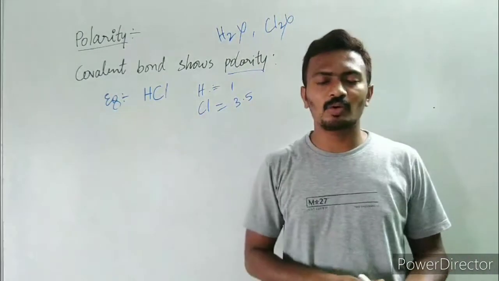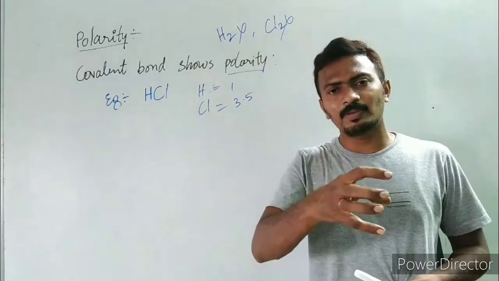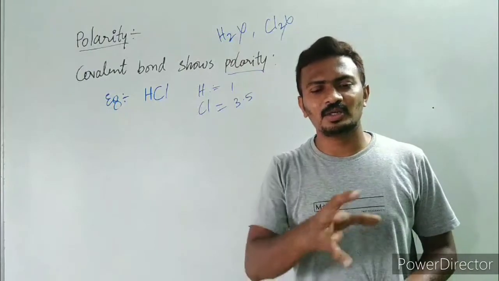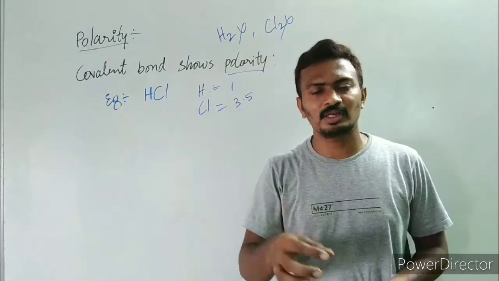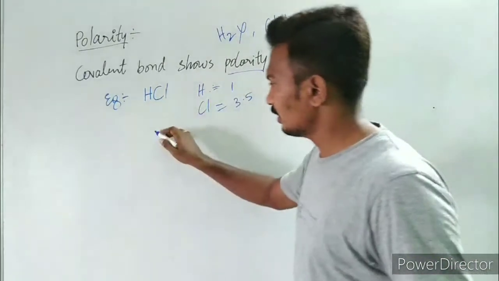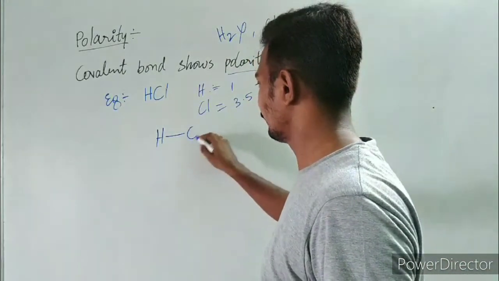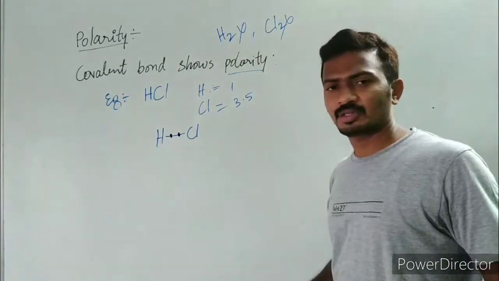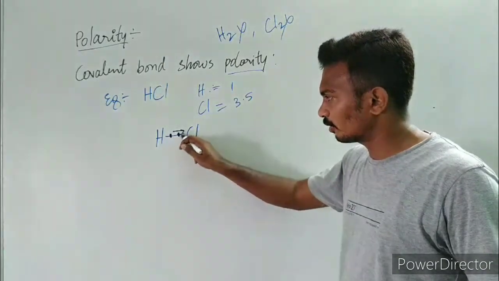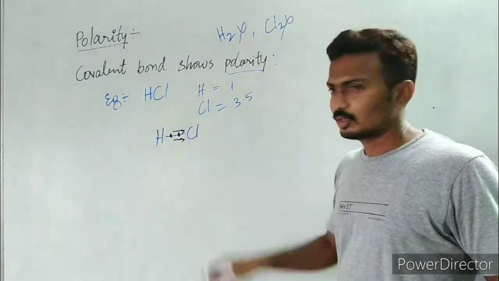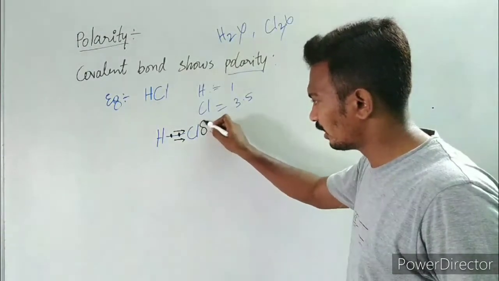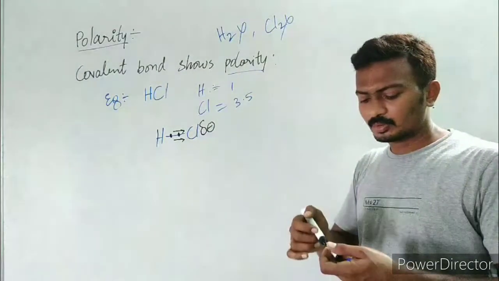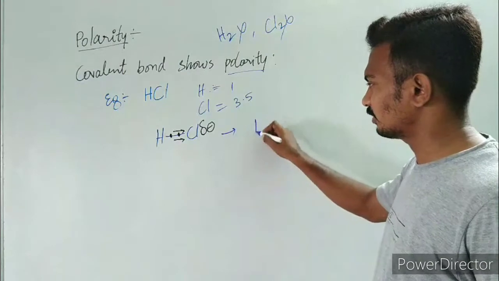So what happens? The covalently bonded electrons will be pulled by the chlorine. You know that electronegativity is the tendency to attract the bonded electrons towards itself. So in this hydrogen chloride molecule, the two bonded electrons will be pulled by chlorine. So this chlorine is going to acquire a partial negative charge, isn't it? As it is pulling these two electrons, the resultant will be like this.